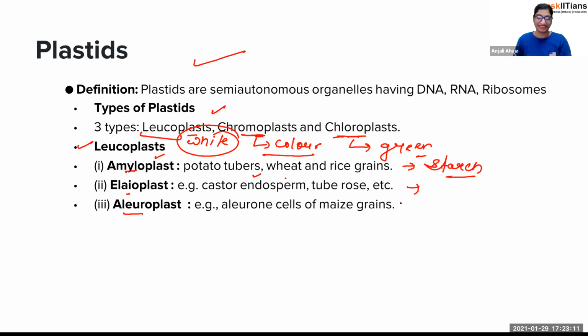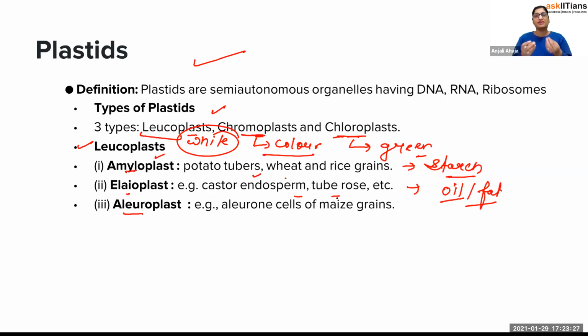Okay, in the video you cannot tell me, but you can tell me when you meet me probably in the session. Elaioplasts are the ones which store the fatty substance, oily, or you may say fatty substance. Examples are castor endosperm and tuberose.